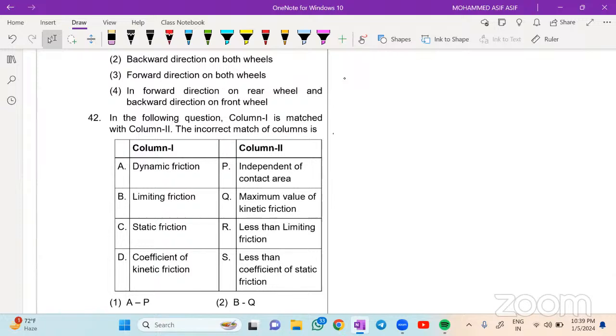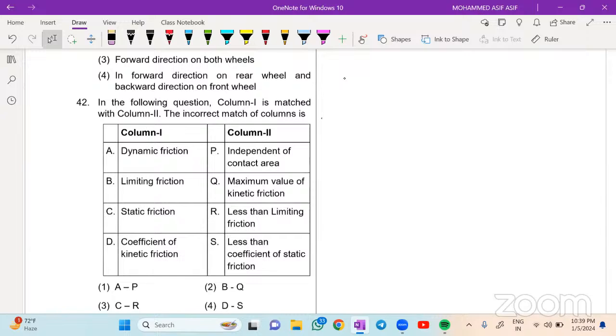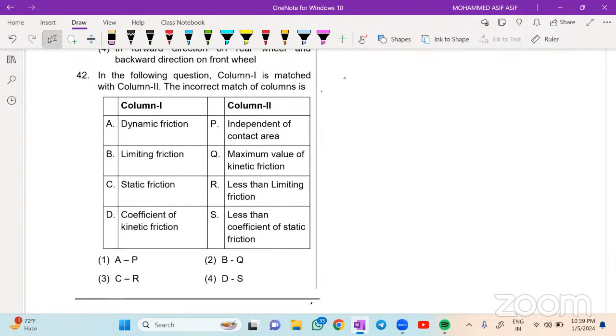In the following question, column 1 is matched with column 2. The incorrect match of the columns will be equal to how much? Dynamic friction, limiting friction, static friction, coefficient of friction. Dynamic friction: independent of contact area. Limiting friction: maximum value of kinetic friction. Static friction: less than limiting friction. Coefficient of kinetic friction: less than the coefficient of static friction. Limiting value is always defined for static friction only.